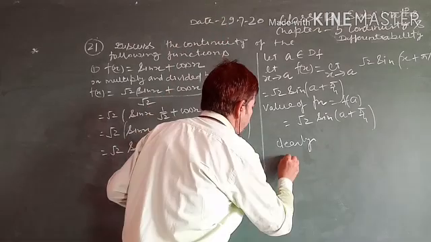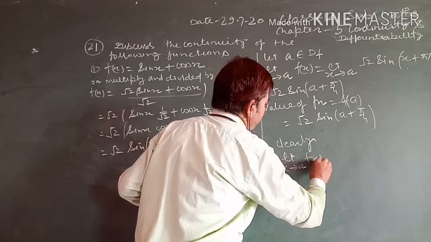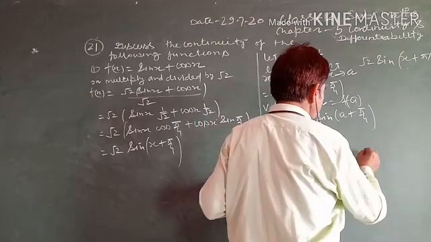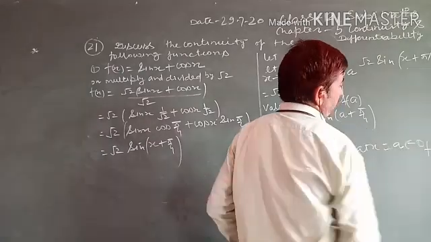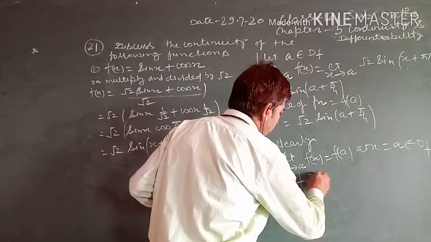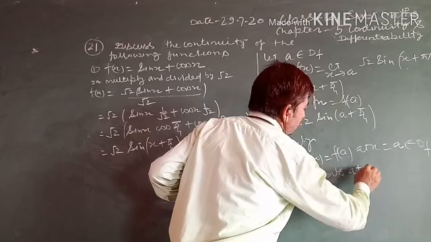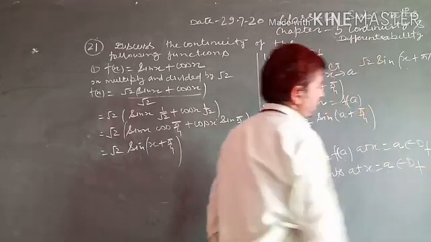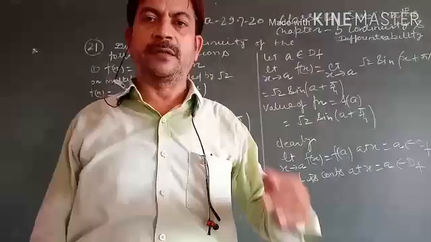Clearly limit x tends to a f(x) is equal to f(a) at x equal to a belonging to domain of function. Therefore, f is continuous at x equal to a belonging to domain of function. It means f(x) is continuous in its domain. Okay?